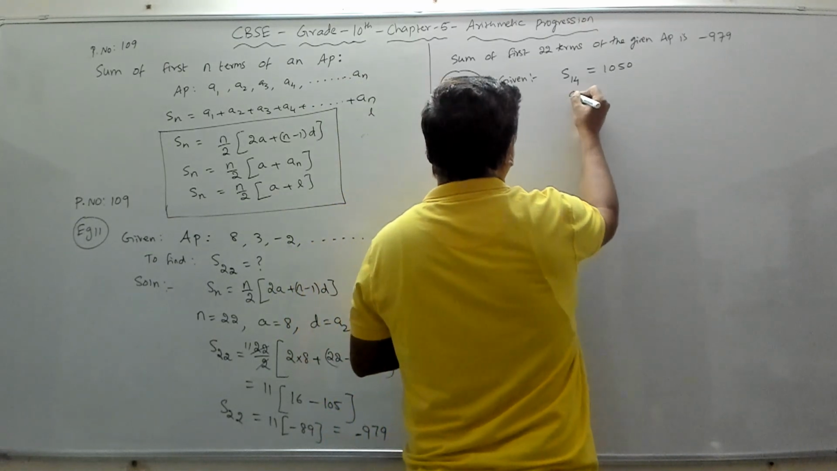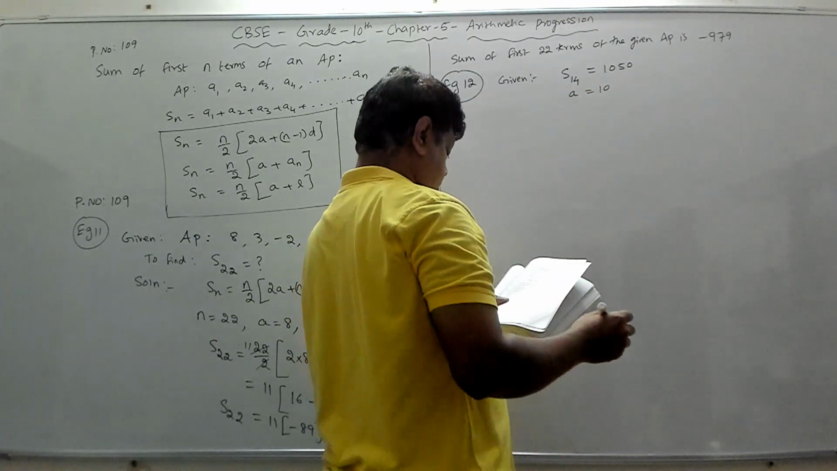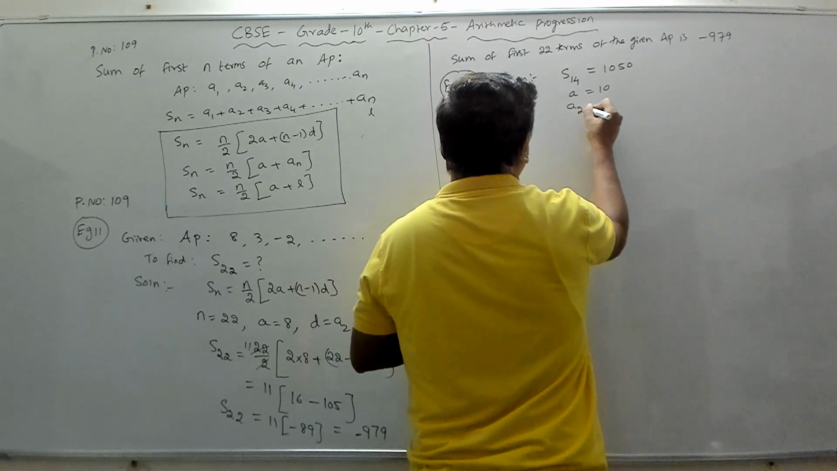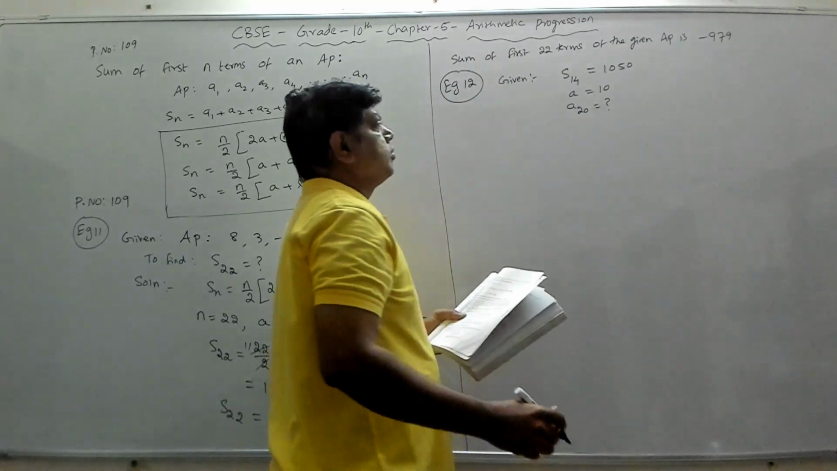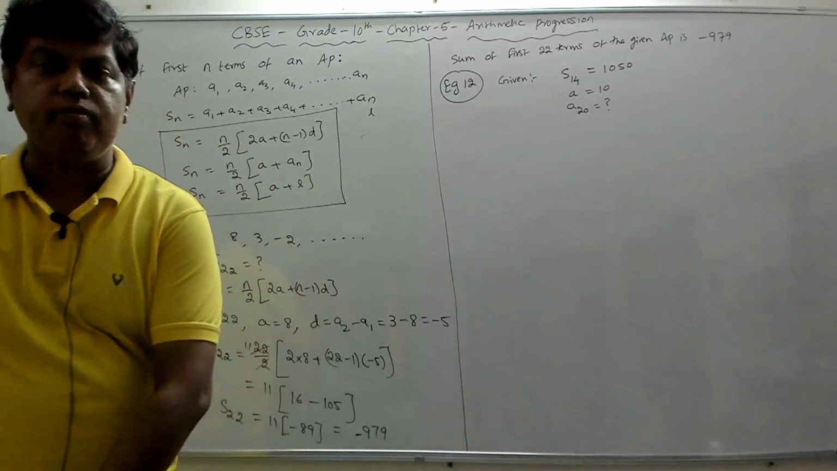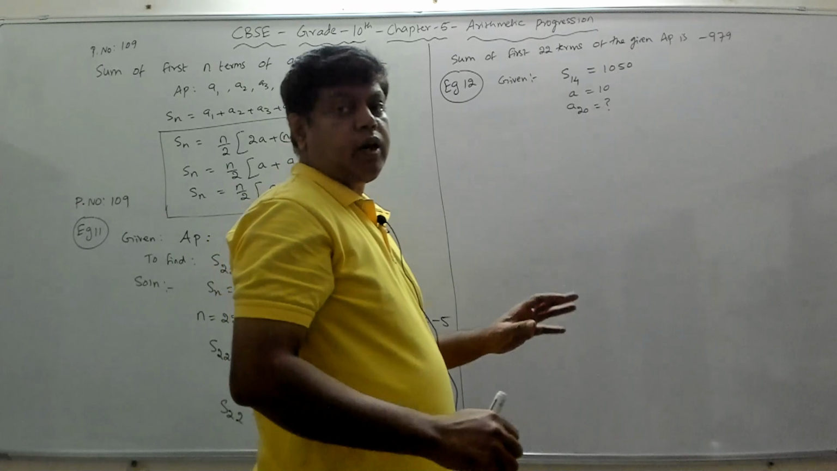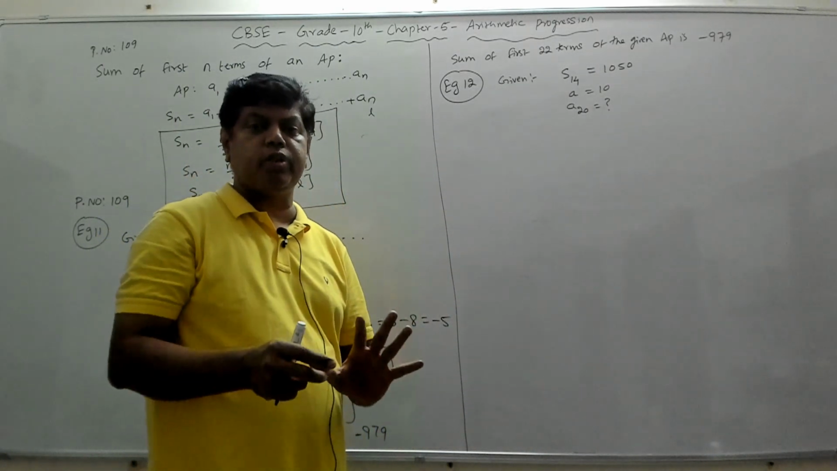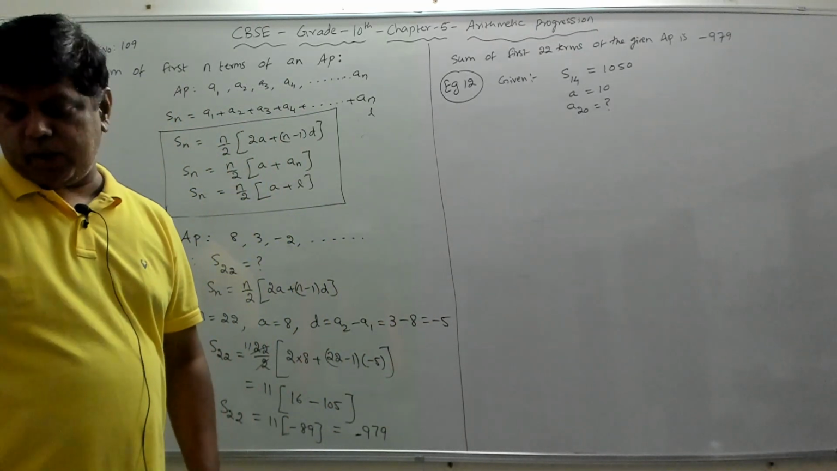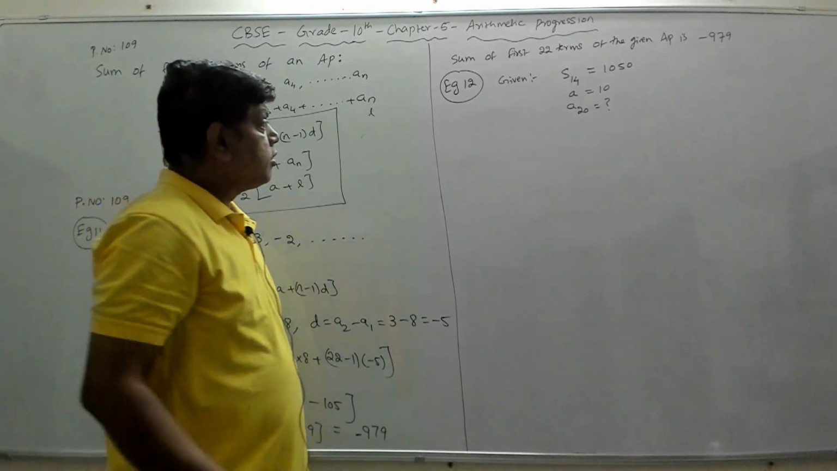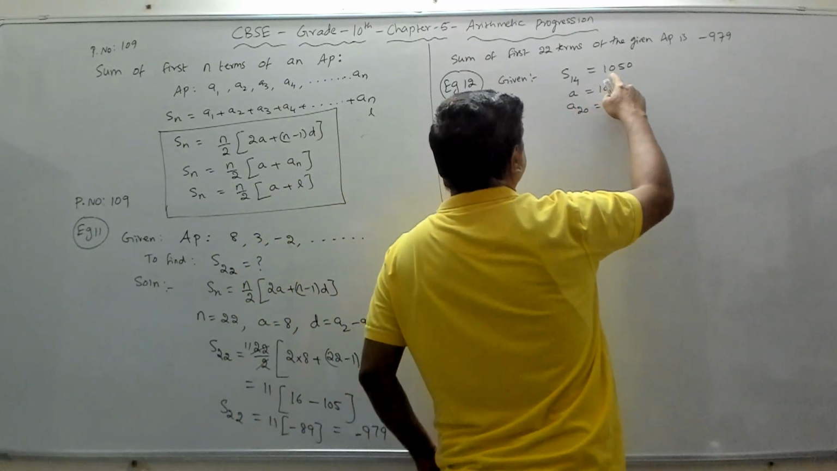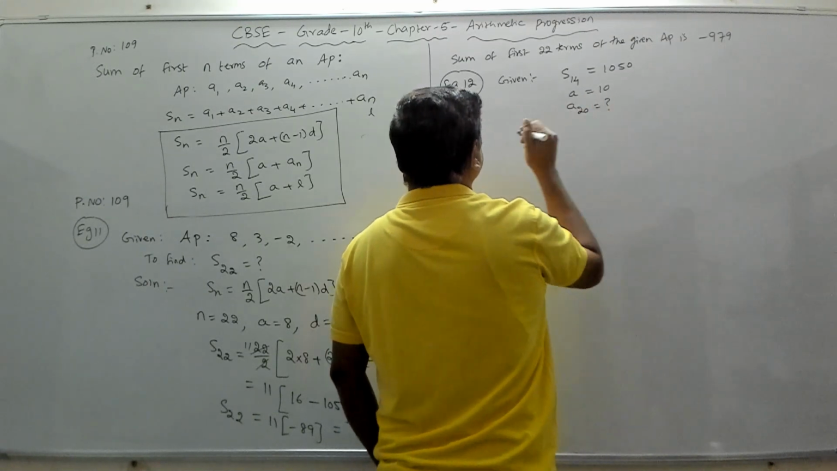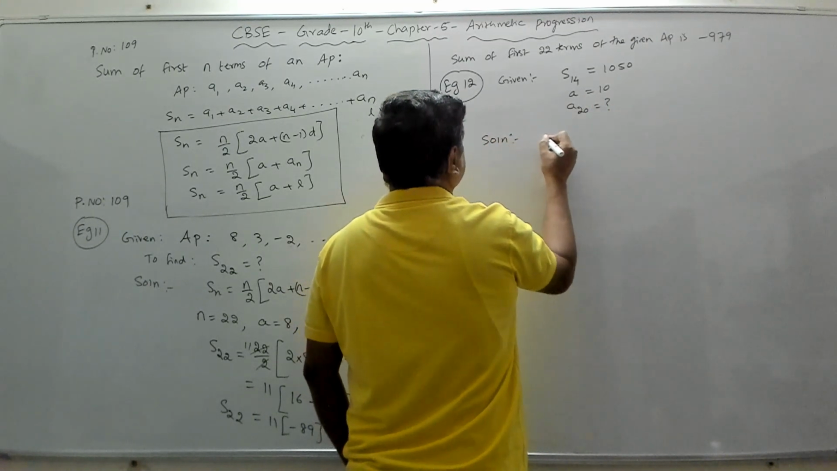First term means a. A is 10. We have to find the 20th term, which means A20 is the question mark. They are not asking you to find the sum of first 20 terms. They are asking you to find only the 20th term, A20. Now, S14 is 1050, the first term is 10, and A20 is to be found. So, solution. We should find A20.